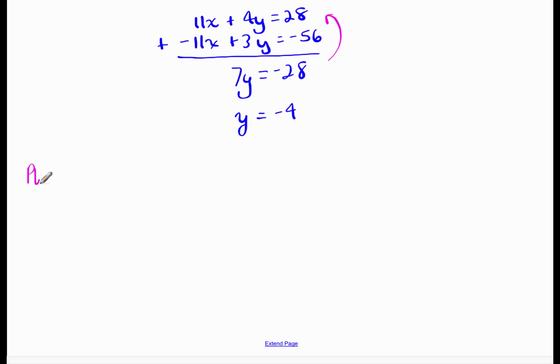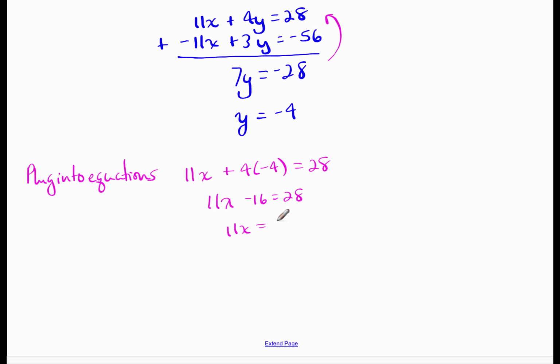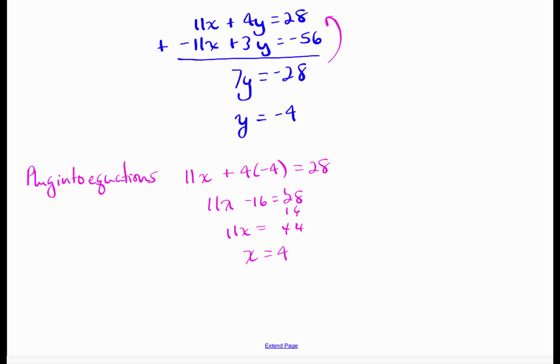So plug into equations. So 11x plus 4 times negative 4 equals 28. 11x minus 16 equals 28. Move the 16 over. So that is 44. x now equals 4. Great.